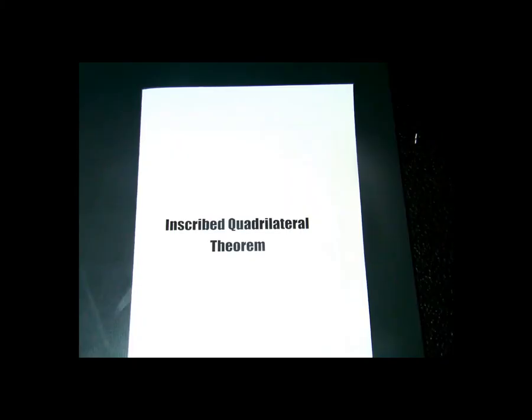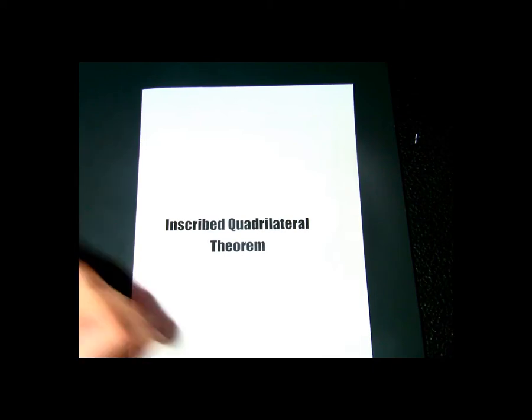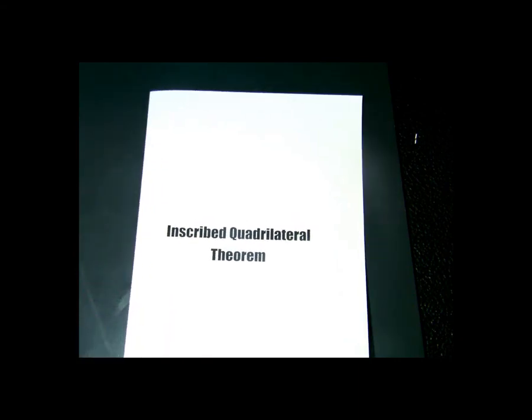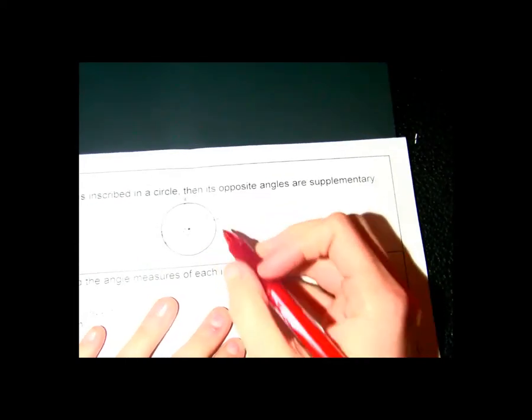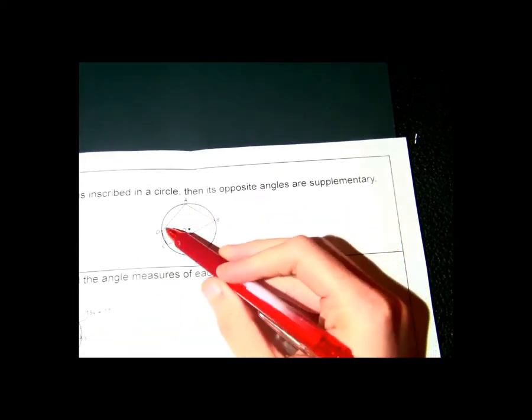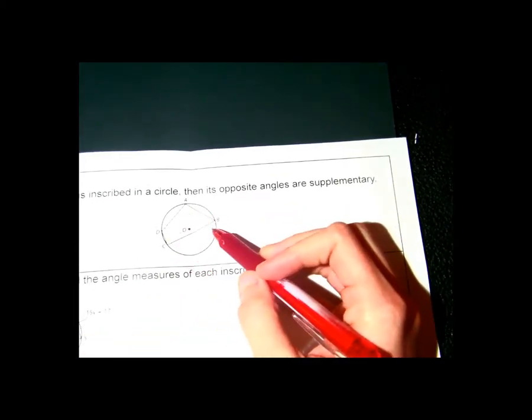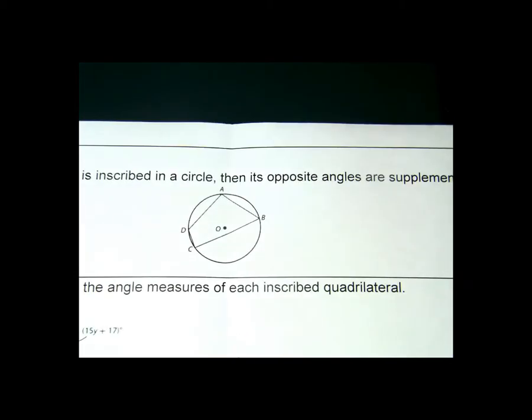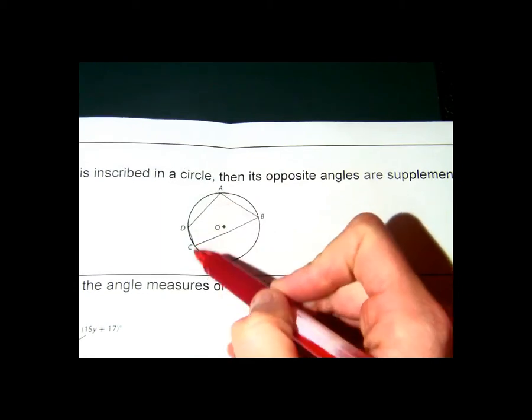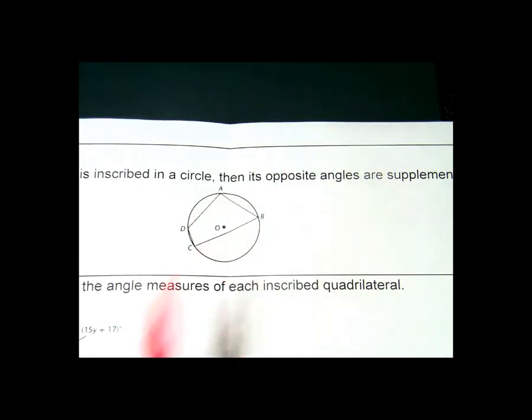Like yesterday, you only have one theorem to worry about today, and that's the inscribed quadrilateral theorem. The inscribed quadrilateral theorem is kind of what it sounds like. An inscribed angle yesterday was an angle that touched. Well, an inscribed quadrilateral is a quadrilateral that touches all four places, all four vertices of the quadrilateral on the circle edge. So here's the four that touch.